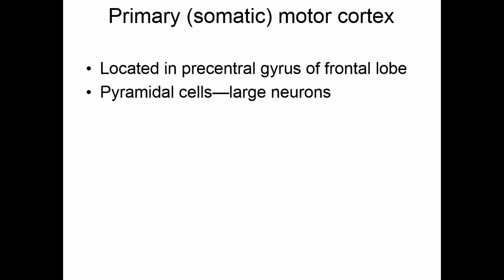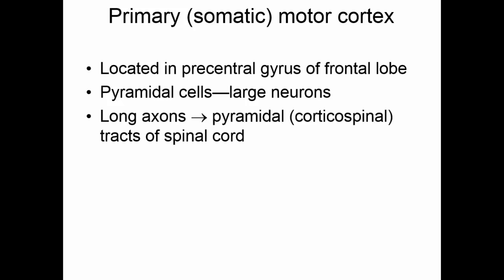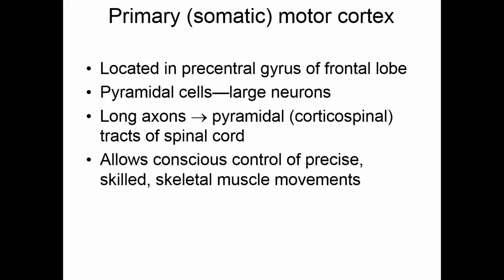It has pyramidal cells. These are very large neurons, and the axons of these neurons are the ones that are going to extend down the spinal cord. They're going to make up the corticospinal tracts of the spinal cord. This part of the brain allows for conscious control of precise, skilled skeletal muscle movement. This is the kind of thing you think about. This is your voluntary muscle control.